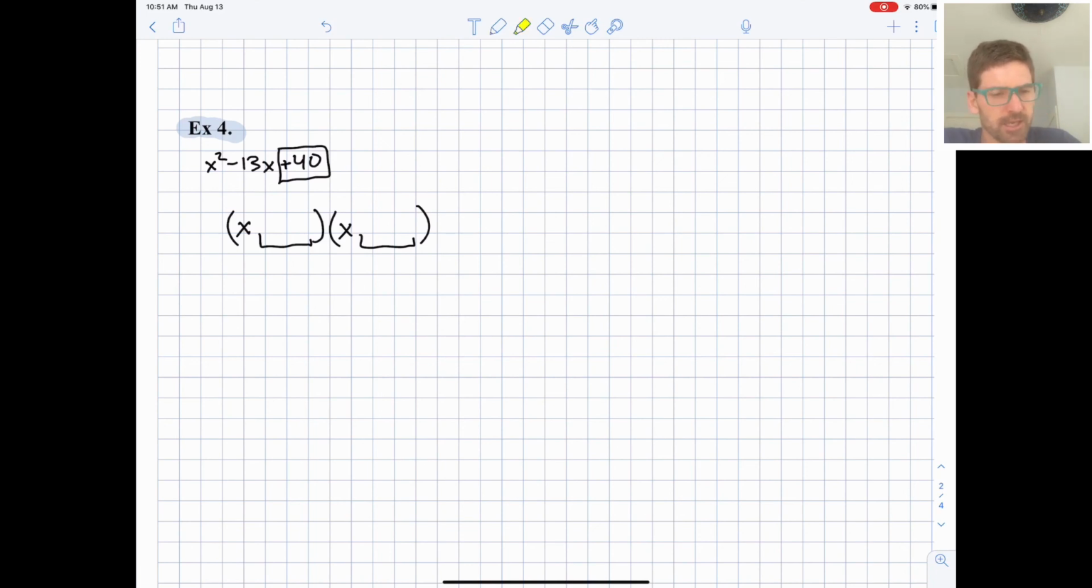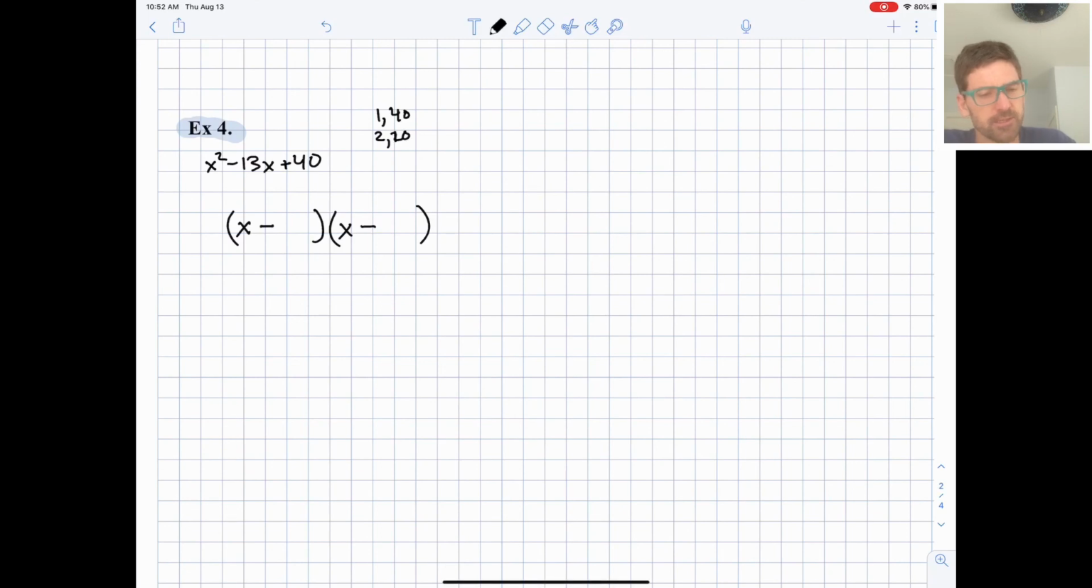But check out this sign, negative 13, okay? So if the numbers in here were both positive, we would never get a negative 13 in that middle term. So we need two negatives inside my parentheses, okay? So this is going to be a negative, and this is going to be negative. And that'll still get us a positive 40 when we multiply, but we need them to be negative, so we get the negative 13. So factors of 40, 1 and 40, 2 and 20.